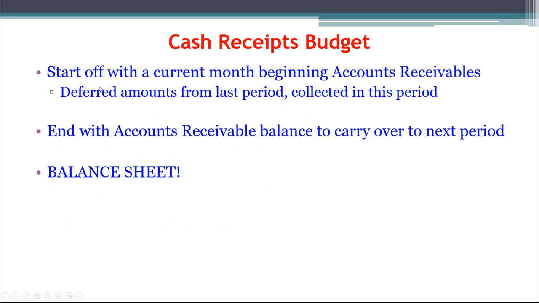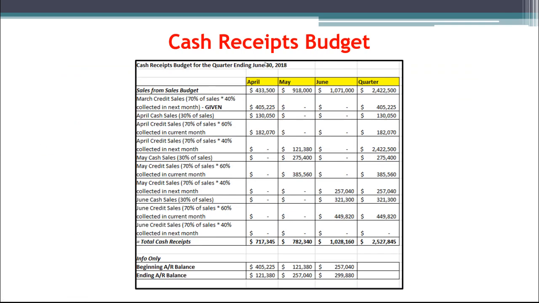So we're going to start off with a current month beginning accounts receivables. It's the deferred amounts from last period that are going to be collected this period. And we're going to end with an accounts receivable balance that will carry over to next period. That ending accounts receivable goes to the balance sheet. So now let's go ahead and take a look at the cash receipts budget specifically.